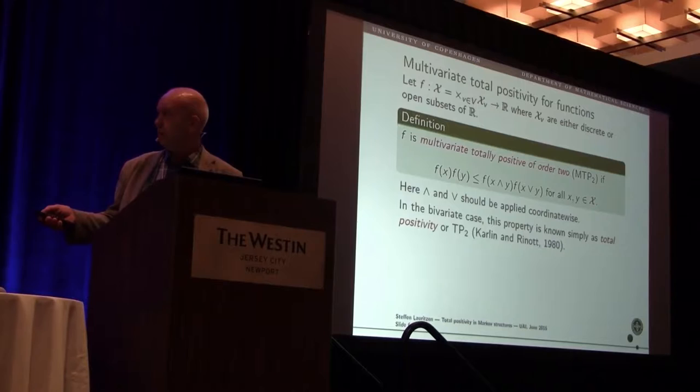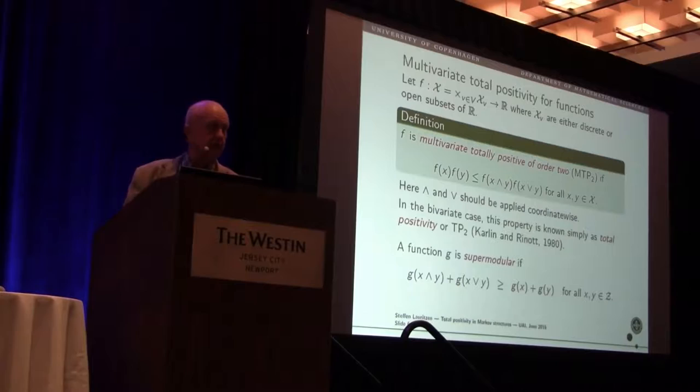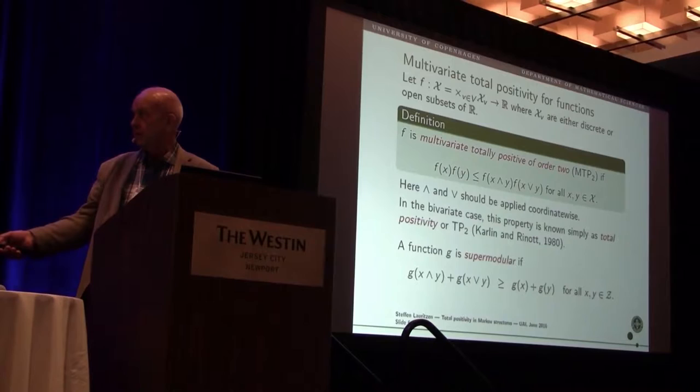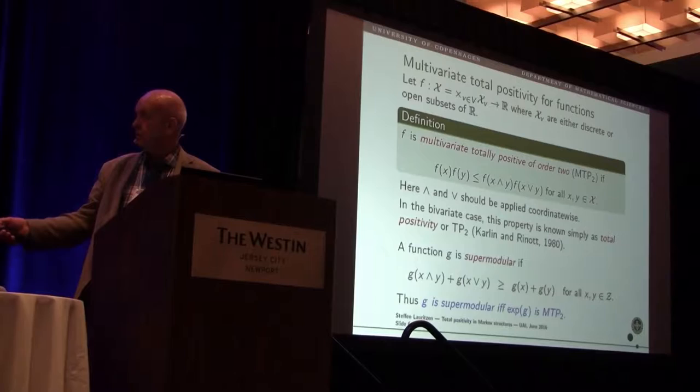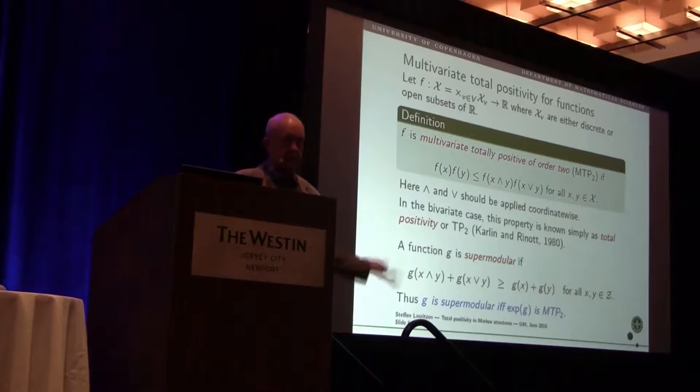I just recall, for other reasons, and I'm going to use it later, that probably many of you are familiar with supermodularity. A function is supermodular if the function at the max plus the function at the min gives you something bigger than just adding the function at x and at y. And you can see that multivariate total positivity, MTP2, is the same as saying that the log of the function f is supermodular. So you can either say log-supermodular or you can say MTP2, it is the same thing.